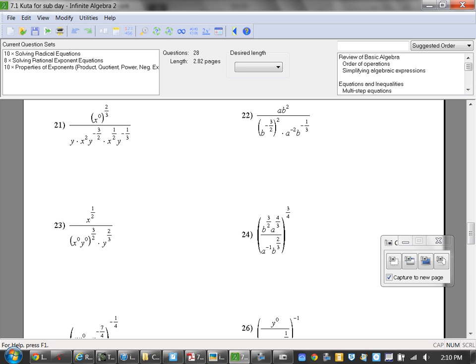You just add your fractions. Common denominator. That makes sense. You're just adding fractions. The rules don't change. The rules aren't going to change at all. You're just putting fractions in.